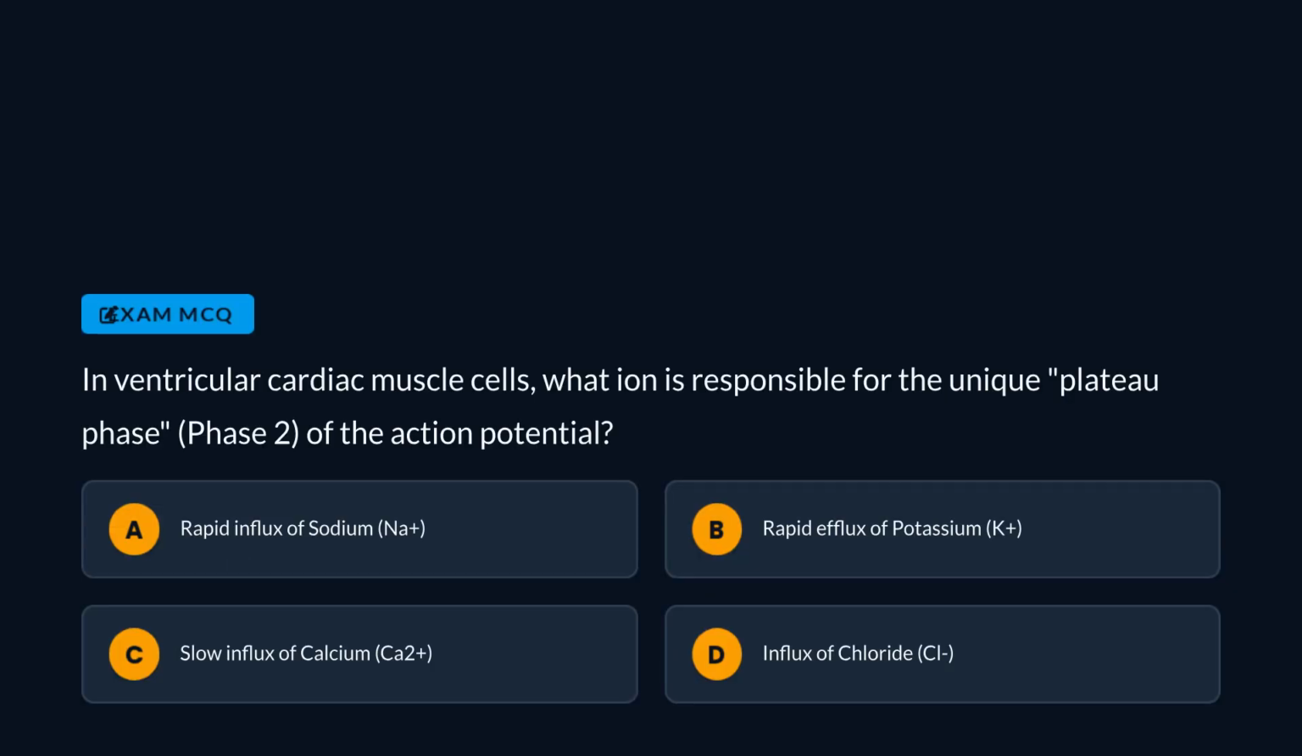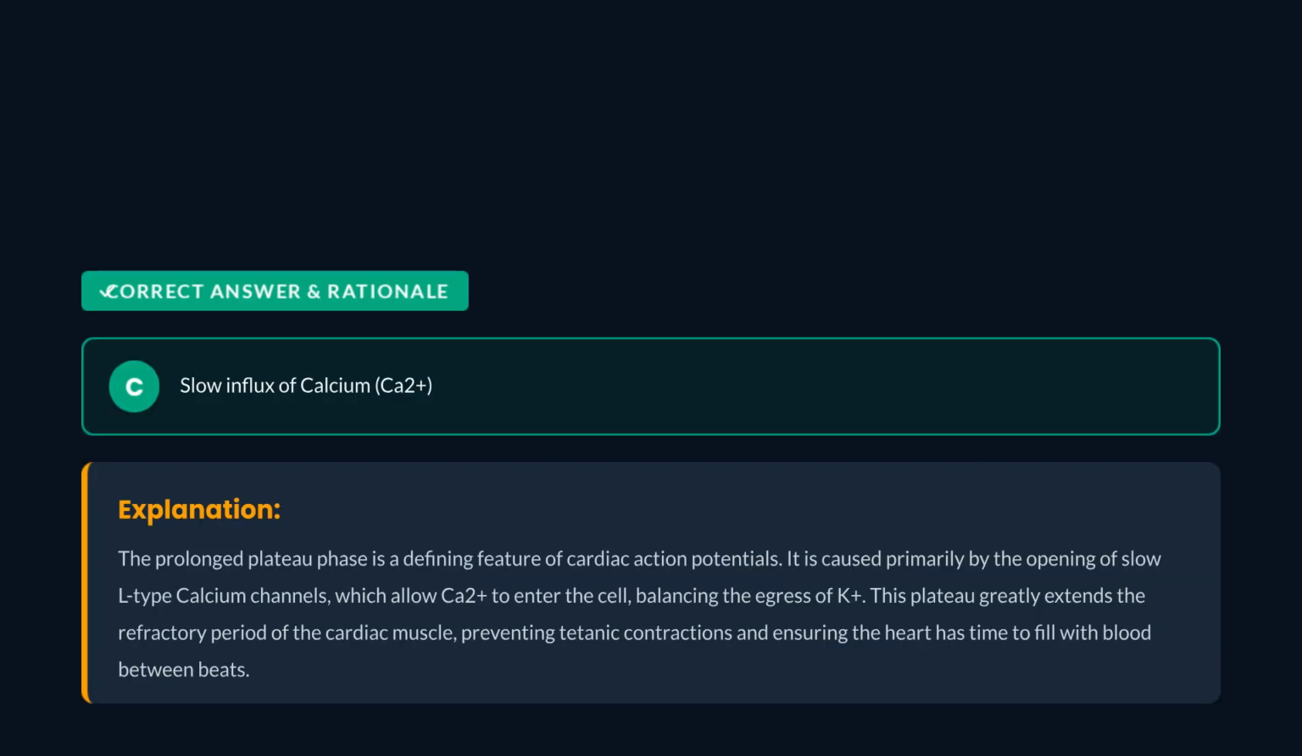In ventricular cardiac muscle cells, what ion is responsible for the unique plateau phase, or phase 2, of the action potential? The plateau phase is caused by the slow influx of calcium, Ca2+. This influx extends the refractory period, which is essential to prevent tetanic contractions and ensure proper heart filling.